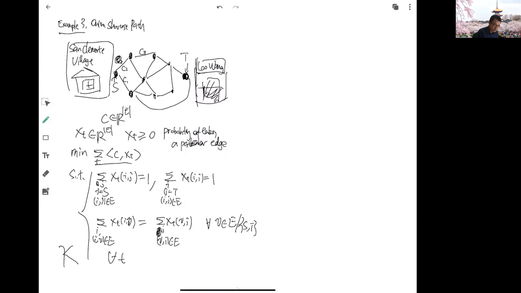Okay, and what are these? These are the sum of linear functions, and linear functions are convex functions. So this defines the sequences of Ft.